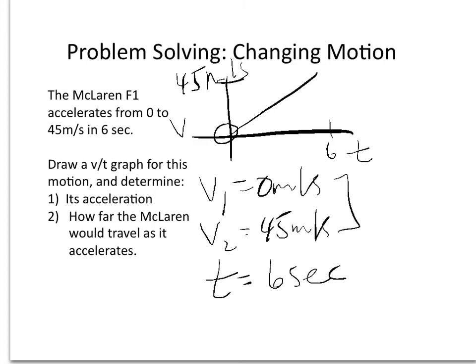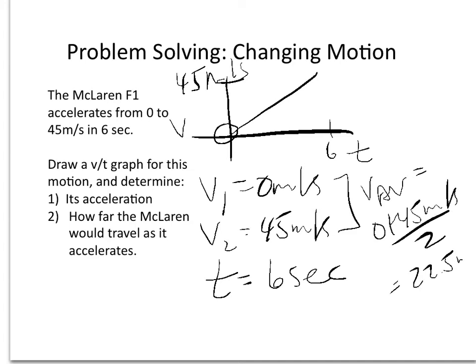So to start with, V average is equal to V1 plus V2 over 2. So that's 0 plus 45 meters per second over 2. And that's equal to 22.5 meters per second. The next thing that you might be able to get off of this would be, what's the change in velocity? So I know change in velocity is V2 minus V1, so that's going to end up being 45 meters per second. So the next trick we're going to use is those two formulas to put this all together.